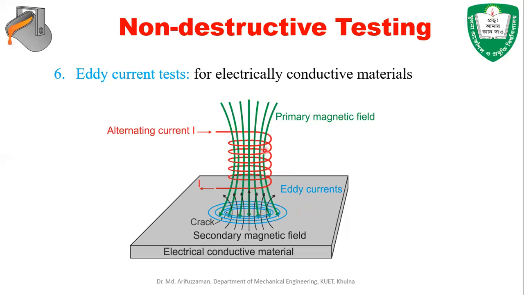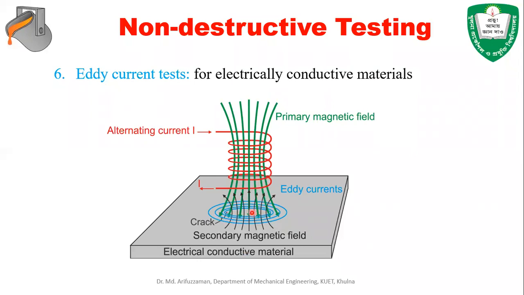When alternating current is applied, that means current is flowing through a coil, and you bring the coil close to the surface of the material, then a primary magnetic field will be created. That primary magnetic field will induce another secondary magnetic field, because of the principle of induction. The secondary magnetic field will be created on the specimen, that means on the metal, and because of that secondary magnetic field, there will be eddy current created on the surface, which will rotate in the perpendicular direction.